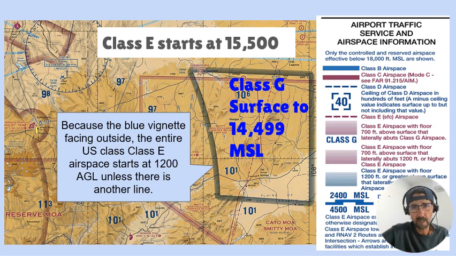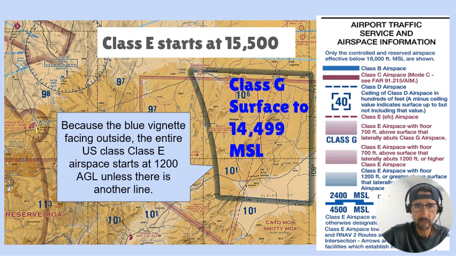The inside of that blue vignette goes from the surface. Class G airspace goes from the surface all the way up to 14,499 feet. That's Class G airspace. Class E airspace starts at 15,500, or I'm sorry, 14,500. So in this blue vignette, the Class G airspace starts from the surface to 14,499 MSL. Class E airspace starts above that at 14,500. And so understanding that the area around that, if you have any other vignette, it abuts against that. And just like it states here, that starts at 1,200 feet.